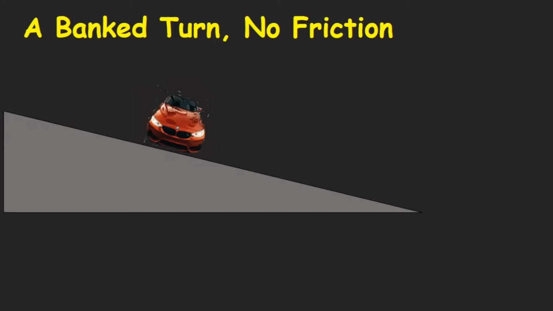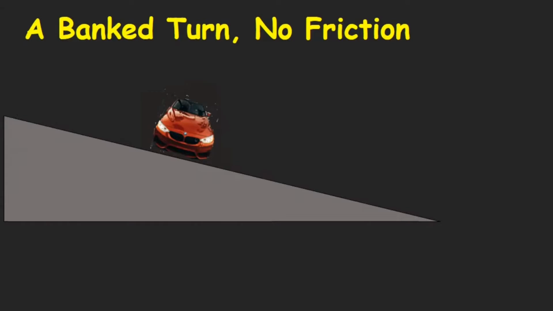A banked road, as you can see here, is a turn in which the road inclines toward the inside of the turn. The edge of the road on the outside of the corner is higher than the inside edge. The result is a net force in the direction of the corner.